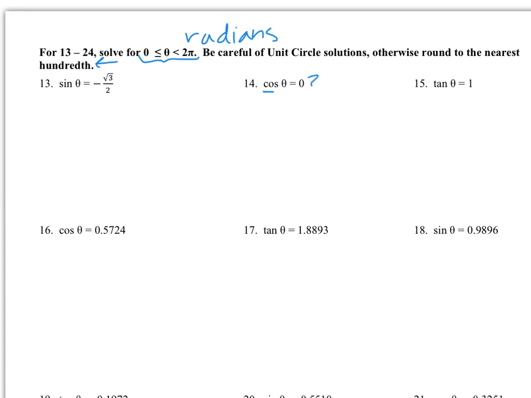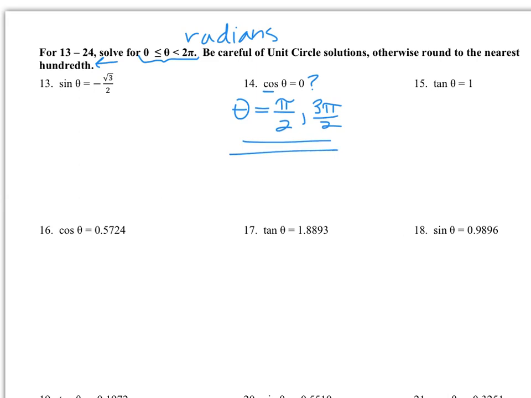When does cosine equal 0? Well, if we look at the unit circle, that's at the top and the bottom. In radian form, that would be at pi over 2 and 3 pi over 2. And that's all you have to do. When it's on the unit circle, there's really no work needed.